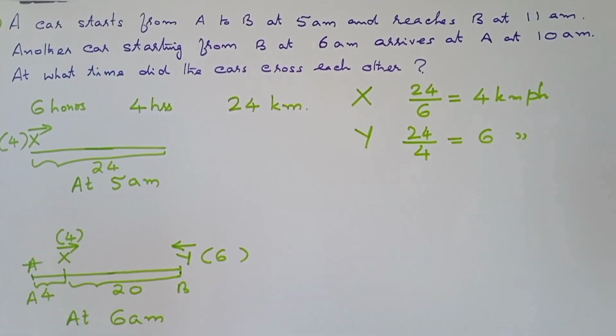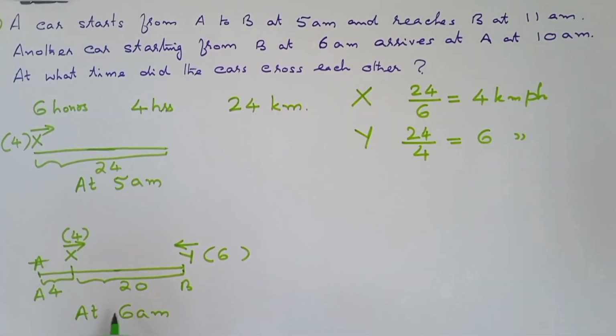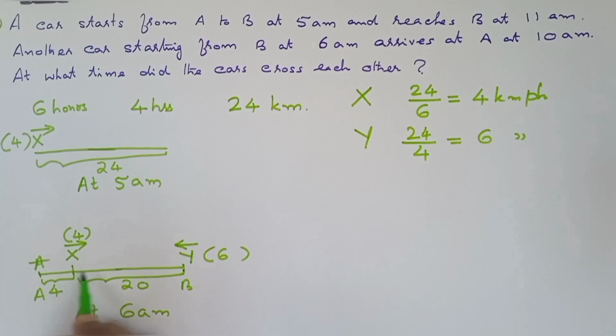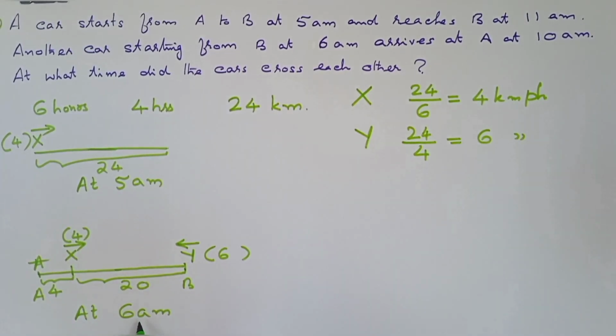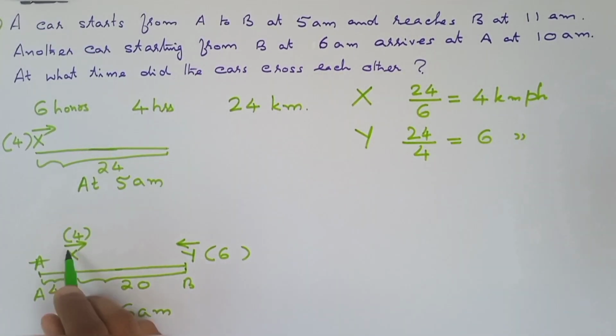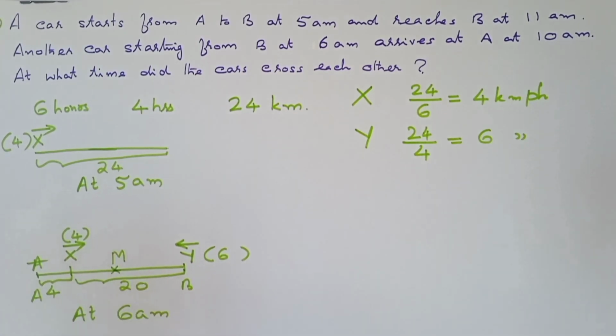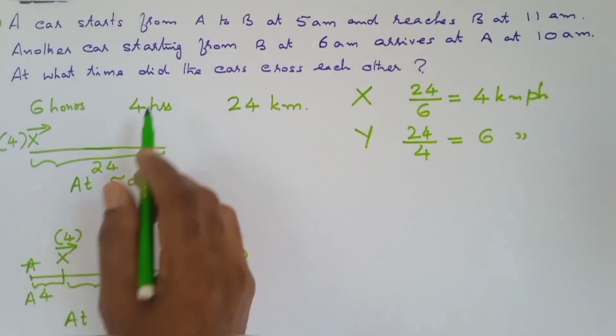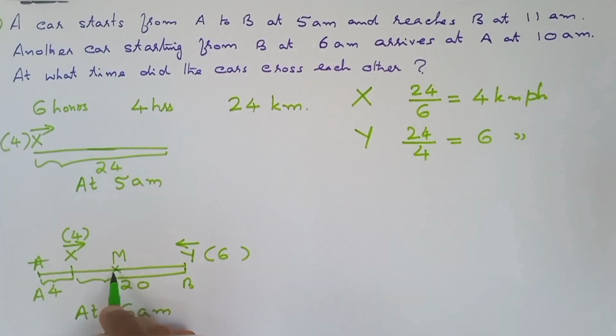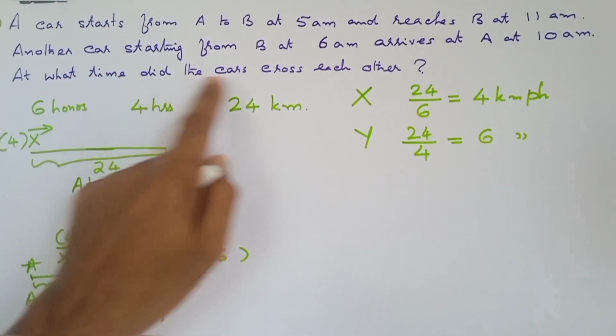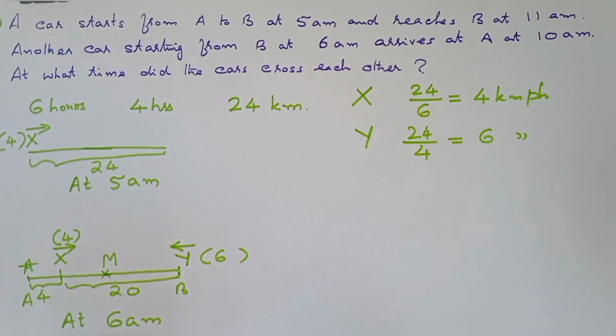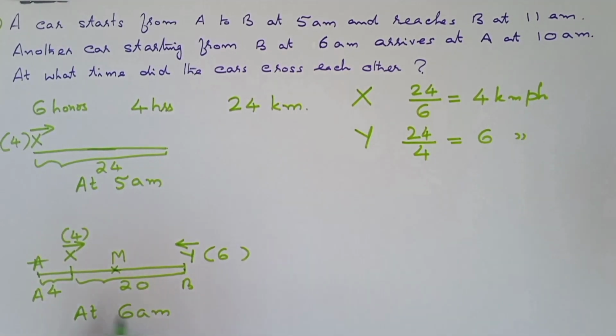Now you have brought the whole idea to the position where you can apply the concept of relative speed, because you have two cars starting at the same time, which is 6 a.m., and we know their speeds. Obviously, they have to meet at some point in between. We are asked to find out the time it takes to meet at this point. At what time did the cars cross each other? The same thing only.